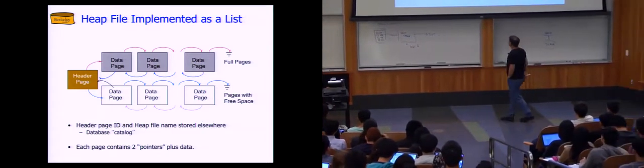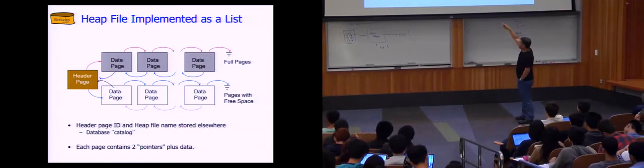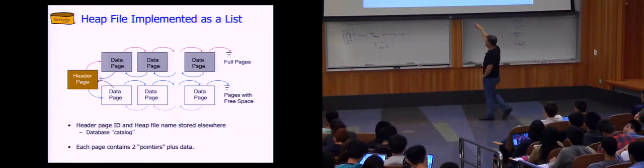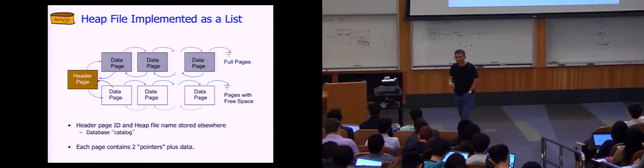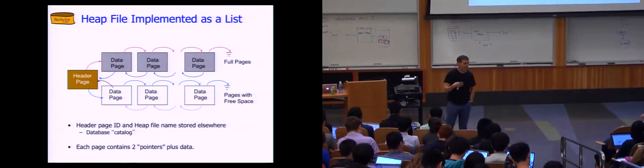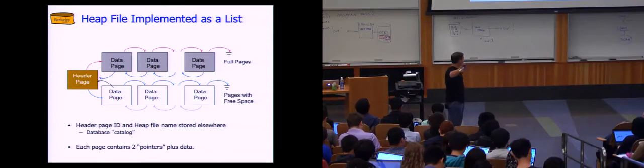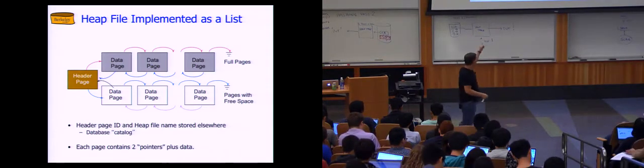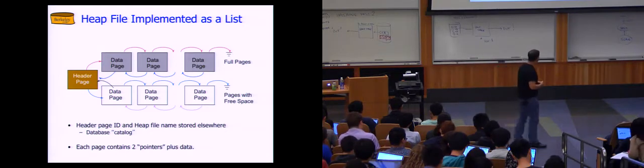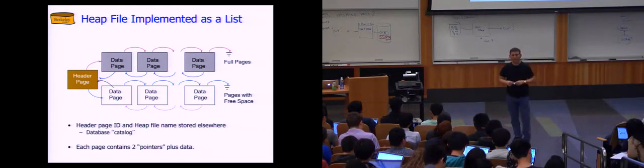Okay? And the location of the header page will be stored somewhere else, like in something called the database catalog, which is where we're going to keep all this stuff. We'll worry about how we represent the database catalog later. It's kind of a bootstrapping problem. But somewhere written down on the side is the location of that header page, and then the pointers let us walk these linked lists of data pages. What's a pointer on the disk?